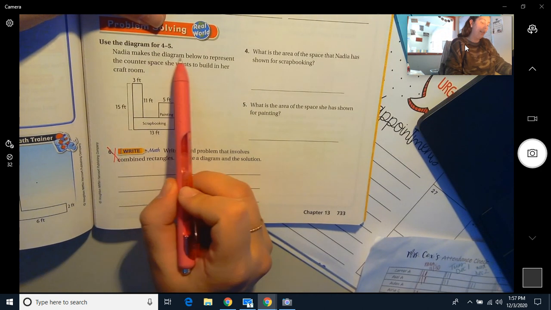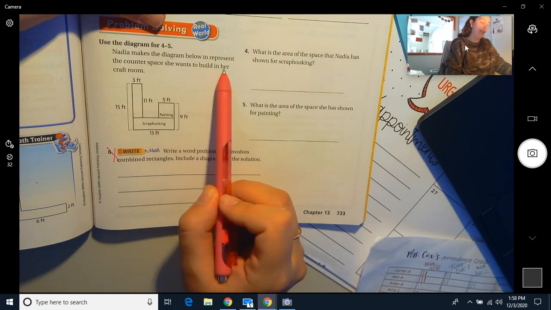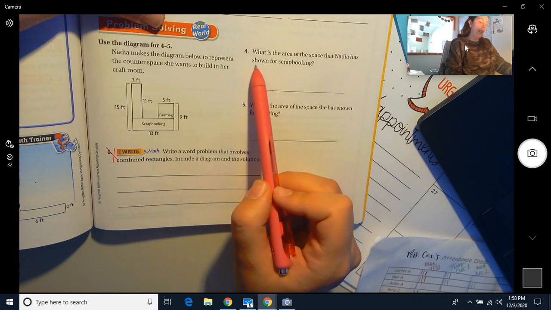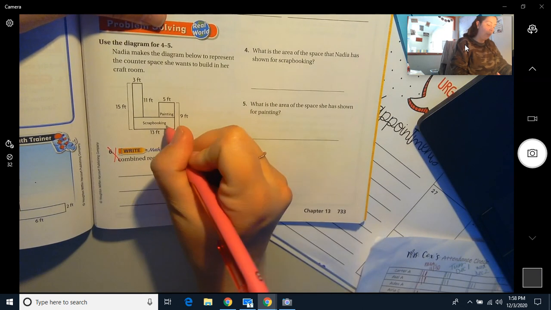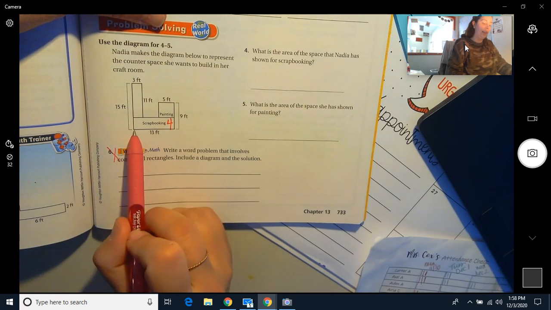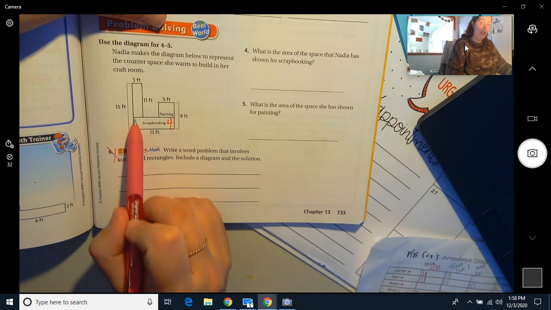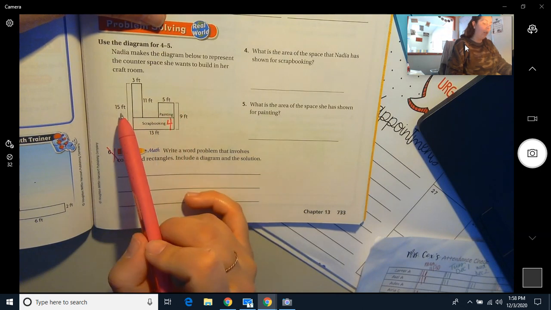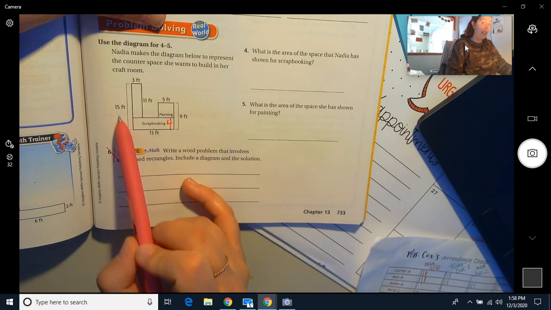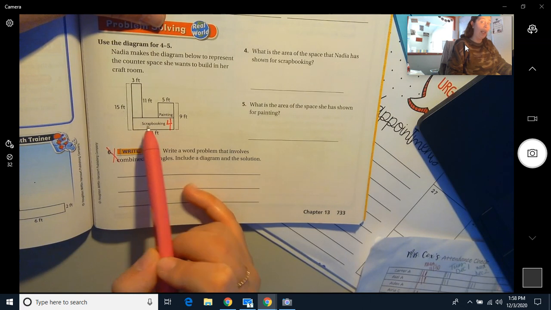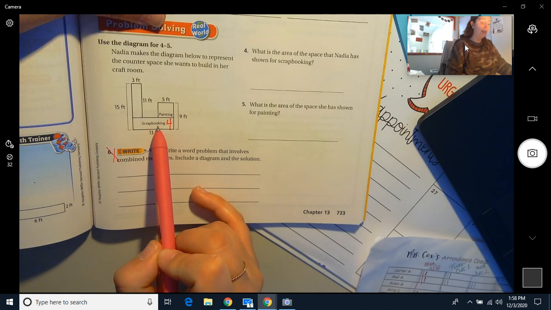It says, Nadia makes the diagram below to represent the counter space she wants to build in her craft room. What is the area of the space that Nadia has shown for scrapbooking? That's this one right here. This is number 4. You've got to find the area here. Now look, it's giving me a base but no height. Because of that, I need to take 15 minus the 11 to figure out what this missing link is right here. Okay? Or I can't find the area for this.